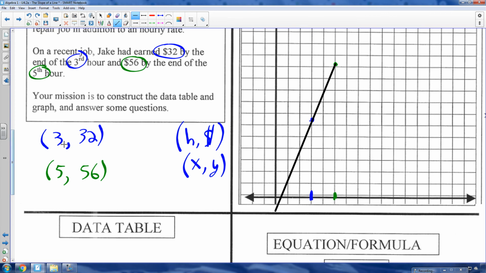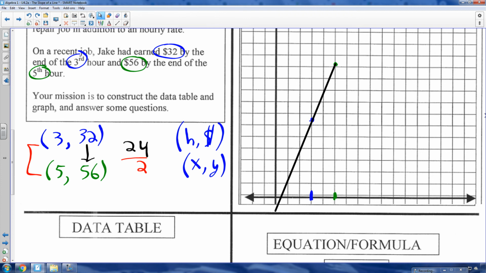So what is his hourly rate? Well, how many hours happened here? This is 2 hours, right, that are passing from here to here. So per 2 hours, what happened here? How much money did he make? He made $24 in 2 hours. So I believe that Jake charges $12 an hour.